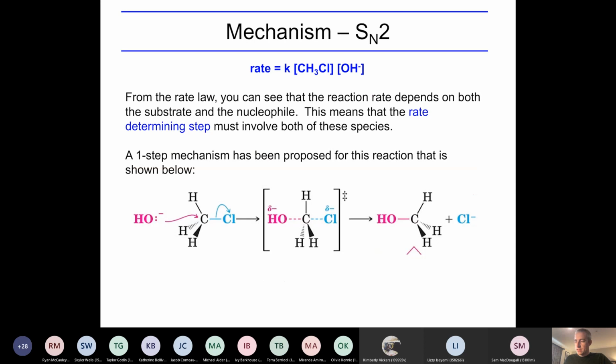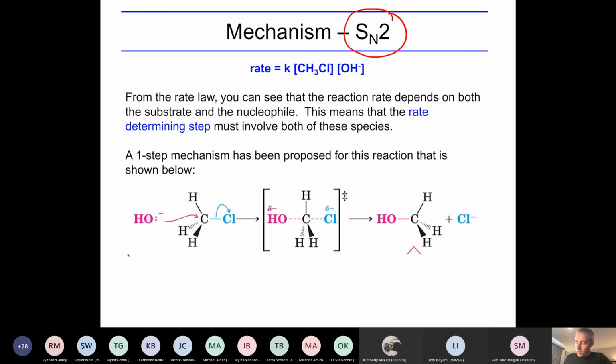So this is how this looks. This is exactly what happens. We have a name for this, by the way. It's called SN2. S stands for substitution, N stands for nucleophilic, and 2 means this is a second order reaction. Second order means two things are colliding. Two things are coming together in the rate determining step.